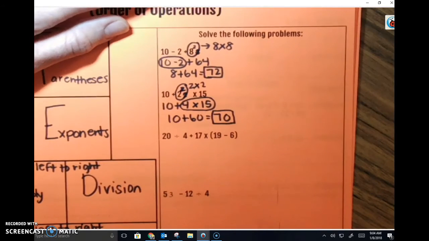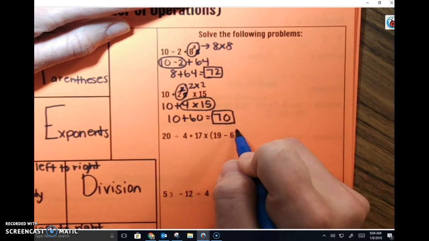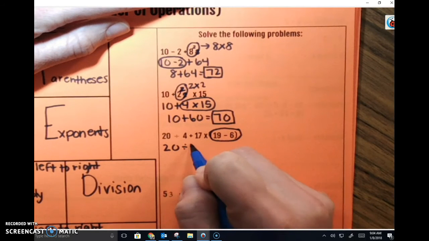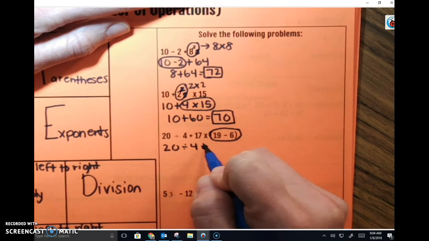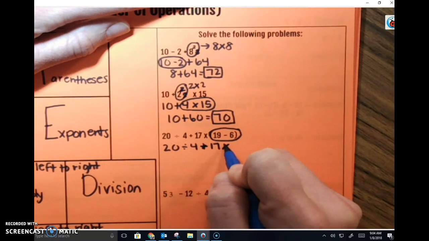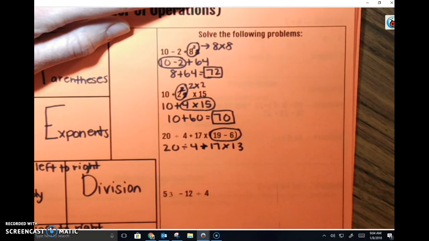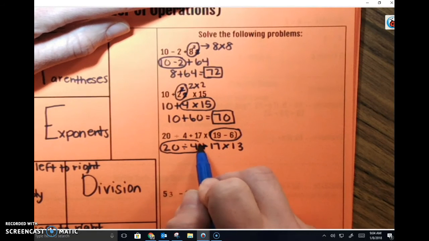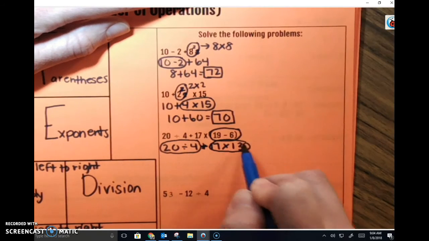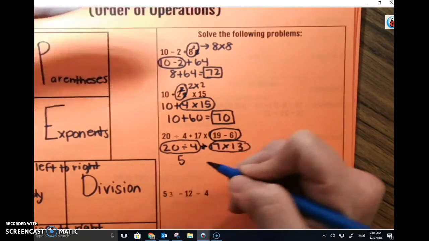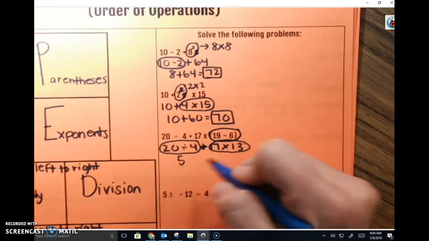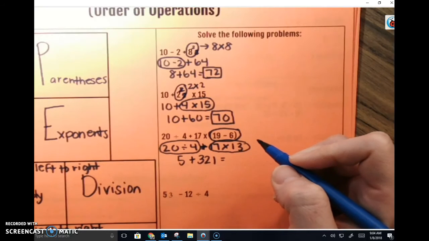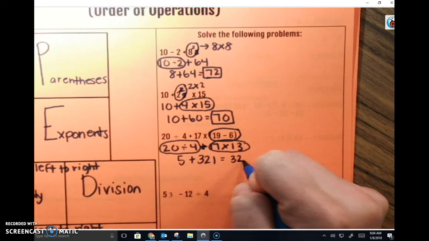For our next one, we have "please," which is parentheses. So 19 minus 6. Yes, I know it takes a little bit longer, but trust me, it'll keep your problem organized. Okay, our next step is multiplication and division. And since there's an addition sign between them, I'm going to solve both of these in the same step. 20 divided by 4 is 5. If you do 17 times 3, you'll get 51. So our answer is 56.